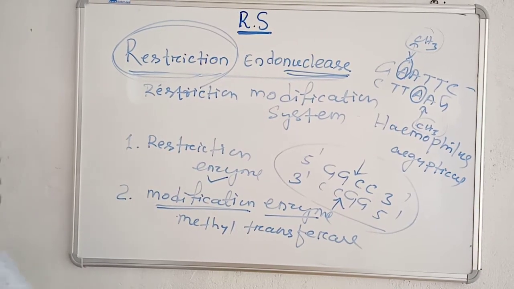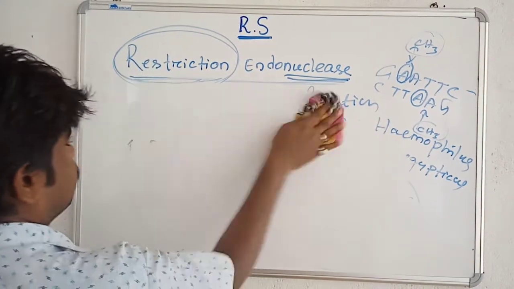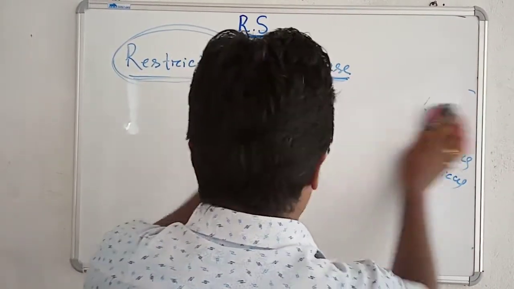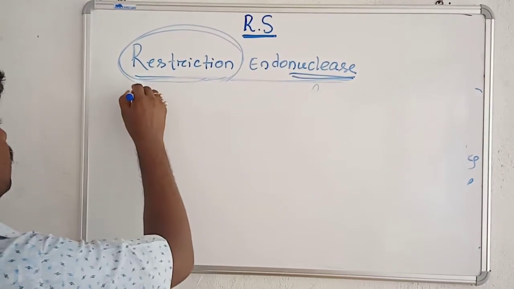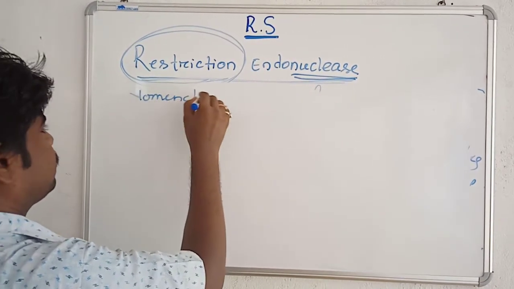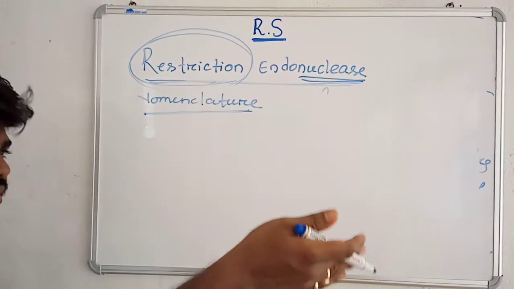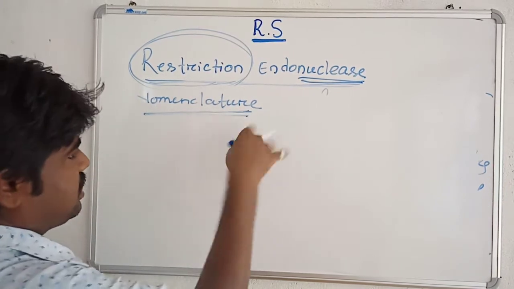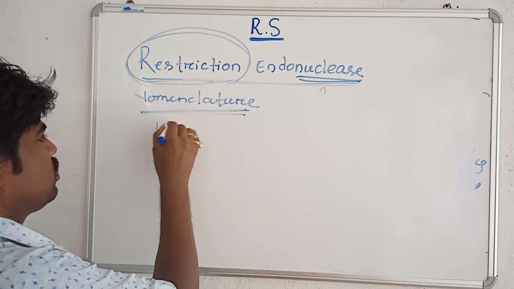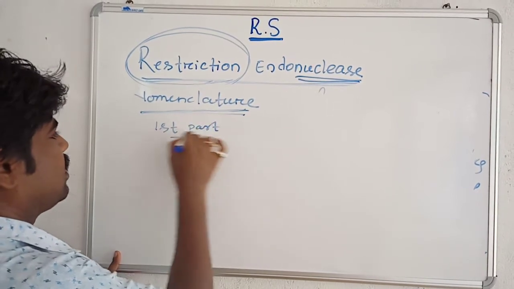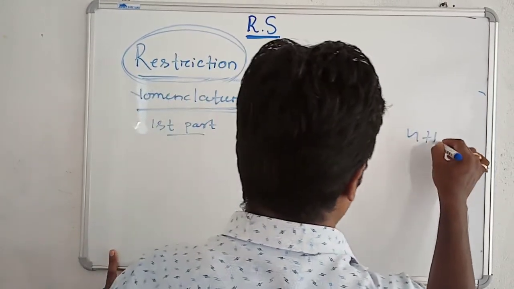So now I will talk about the nomenclature of the restriction enzymes. How are the restriction enzymes named? The name of a restriction enzyme has four parts: first part, second part, third part, and fourth part, right?